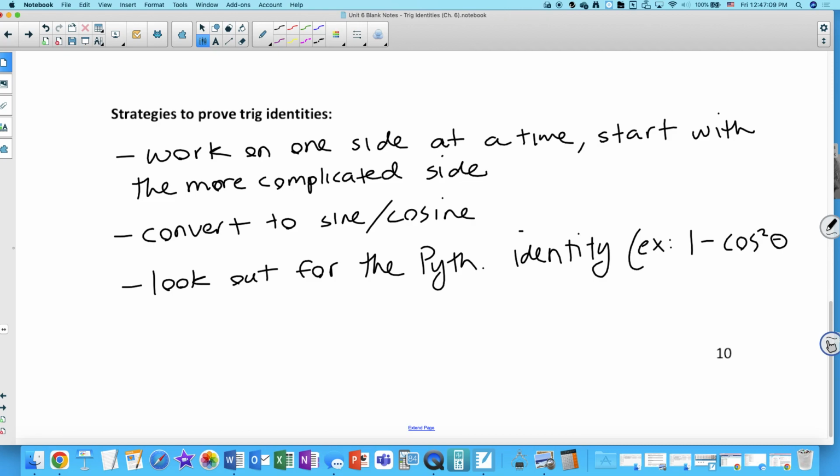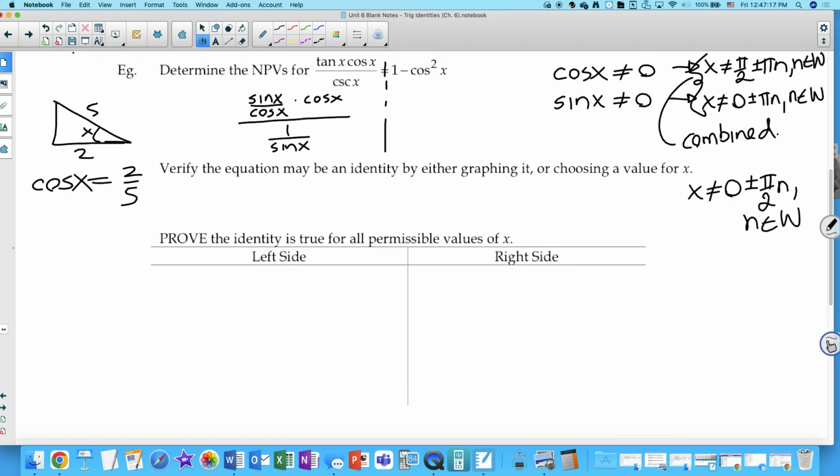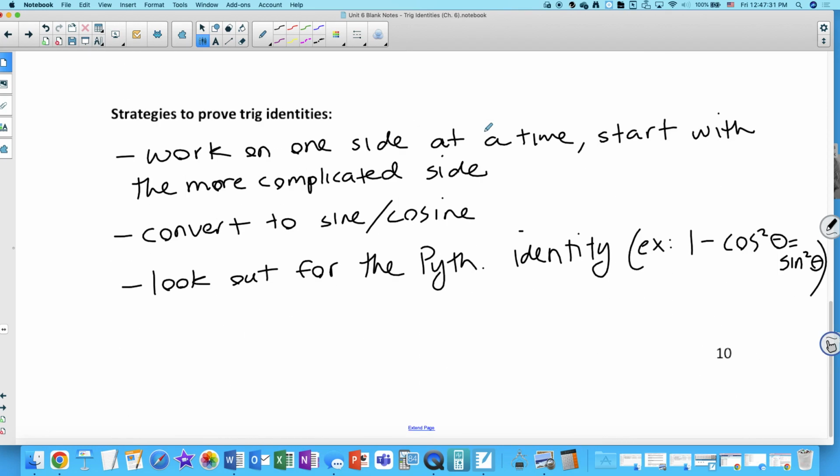And in fact, I don't know if my mind was thinking about this previous problem, but you can see over here, one side is equal to 1 minus cos squared theta, right? So if we were to do any work on the right side, that's what I would do. I would replace that with sine squared theta, okay? So look out for that because it comes up all the time.